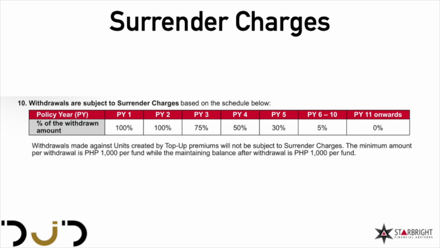Kunyari, for this policy, first year and second year, 100%. No? So hindi ka pwede mag-withdraw. Pag nag-withdraw ka, maubos lang din siya lahat. And anyway, halos walang laman din yung account value mo. On the third year, 75%. So kahit merong 10,000 yan na account value, pag withdraw mo siya, 2,500 na lang yung makukuha mo. On the year 4, 50%, year 5, 30%. Year 6 to 10, meron pa rin, pero usually based on experience, year 6 to 10, maliit na lang, like 5% or 10%. And then year 11 onwards, wala na siyang surrender charge.